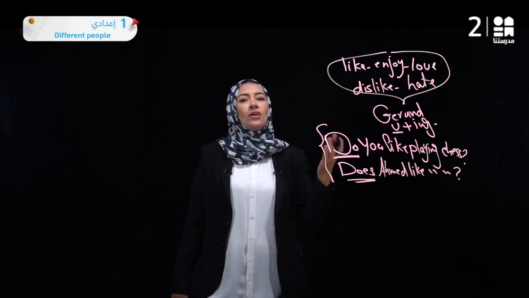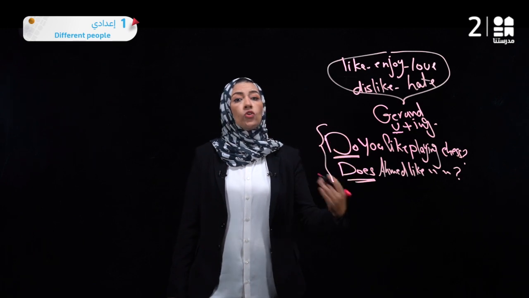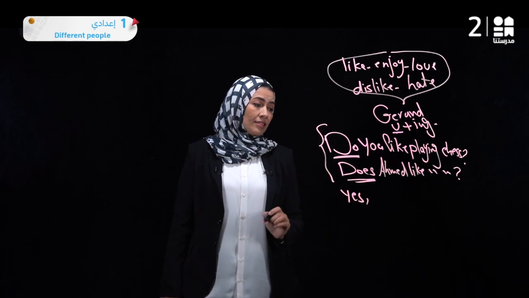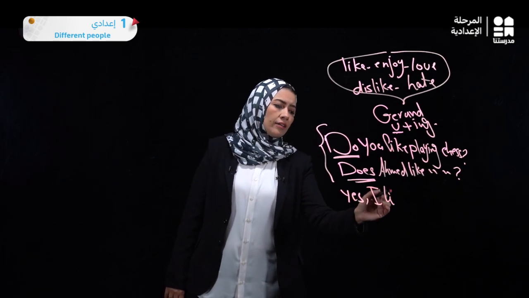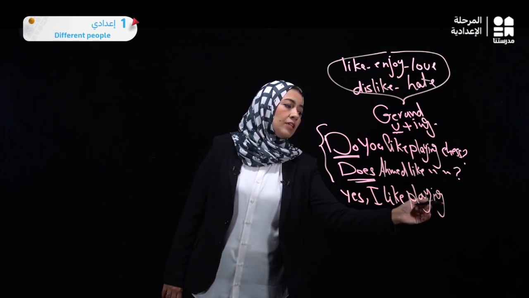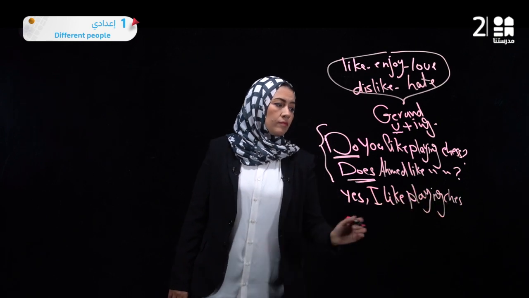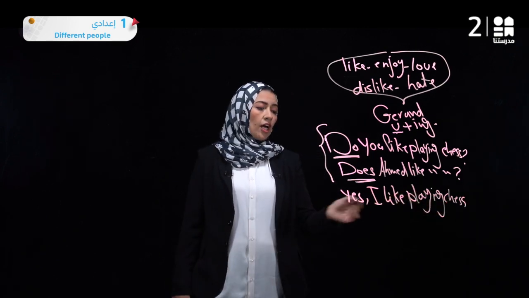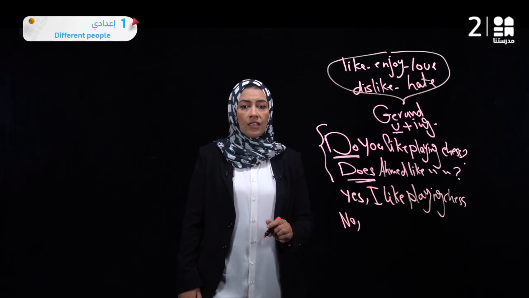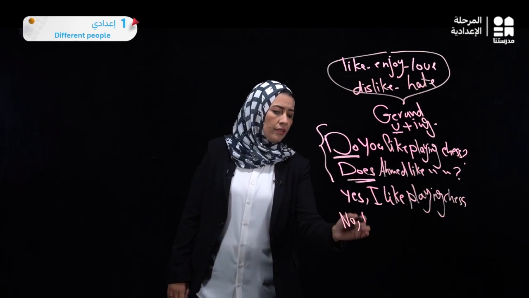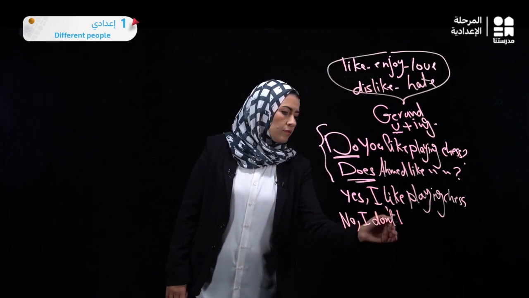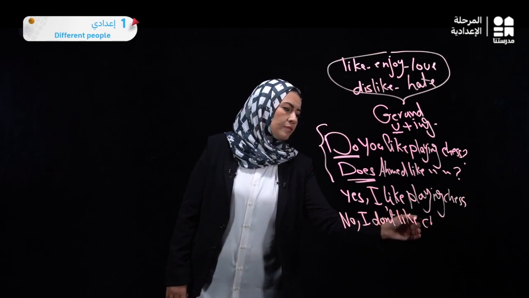طيب if I want to answer, I'll say yes or no. عندي الaffirmative وعندي النيجاتيف. With yes: yes, I like playing chess. تمام؟ Yes I like playing chess. أو لو بجاوب بنو في النيجاتيف هقول: no, I don't like chess.